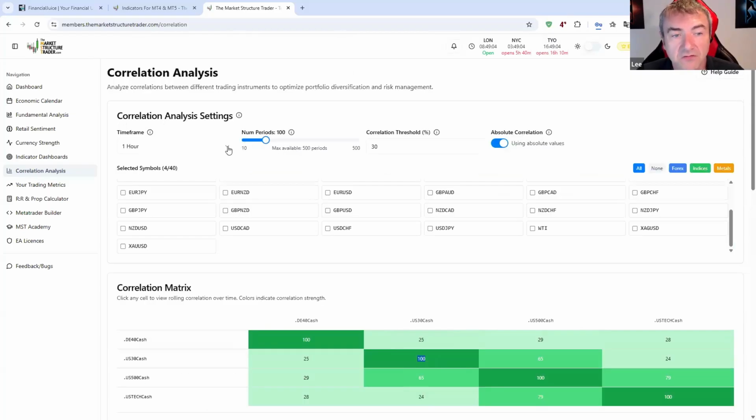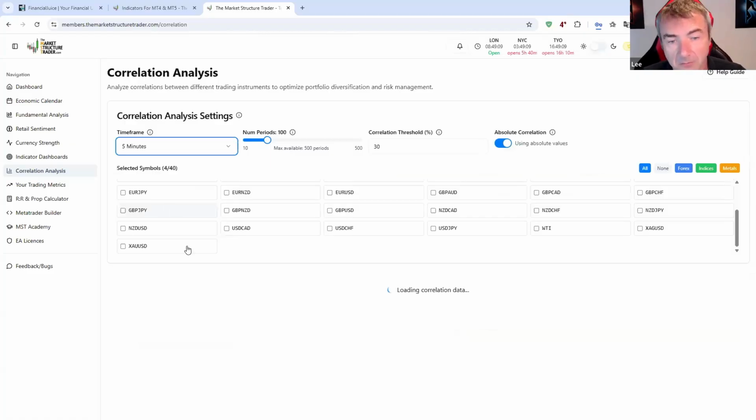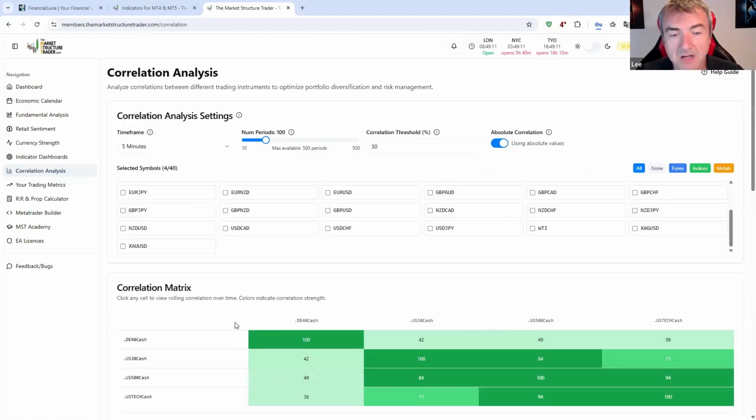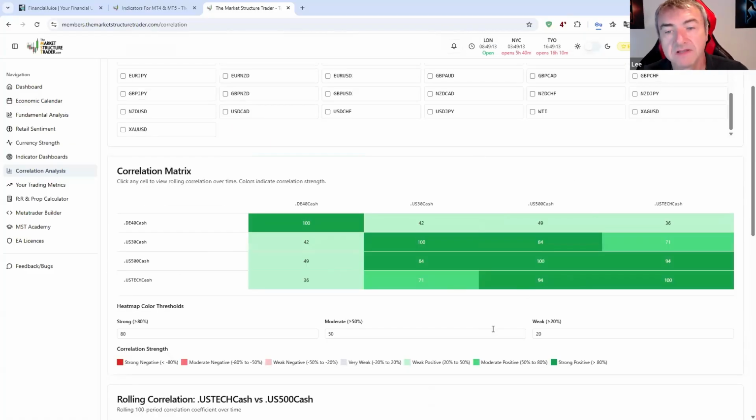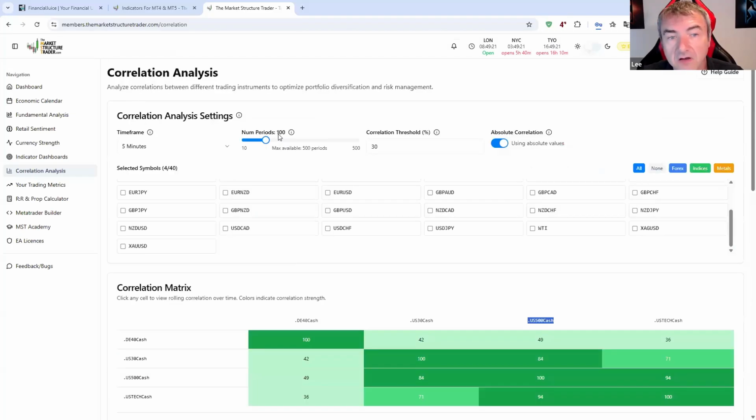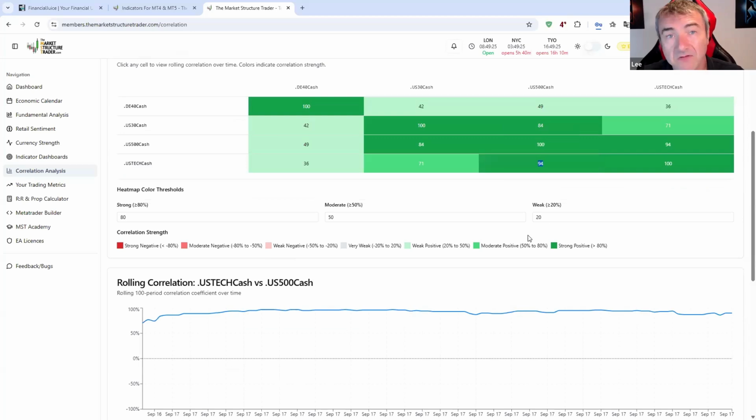So what you can do is you can say, if I'm going to trade on low time frames, like 5 minutes, for example, how much are the indices moving together at the moment? Now, this one you can see here, the NASDAQ and the S&P 500, over the last 100 5-minute candles, they have moved together with 94% correlation, meaning that they have done the same thing exactly with those candlesticks 94% of the time.